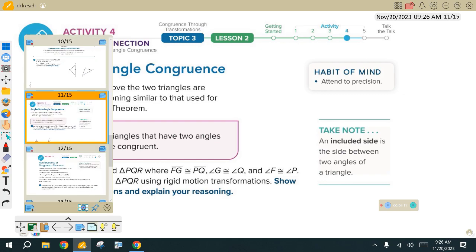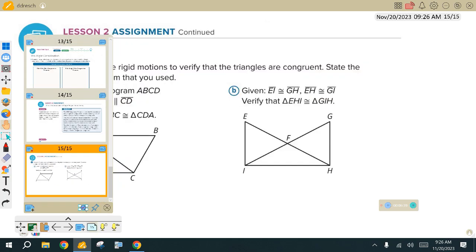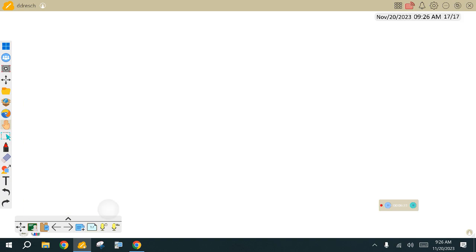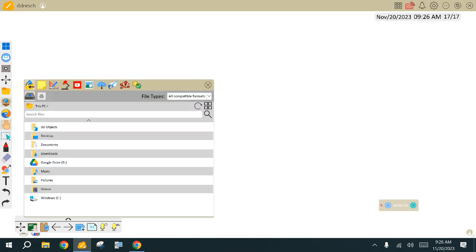As you do that, I'm going to bring up my set of notes that goes along with that little insert.